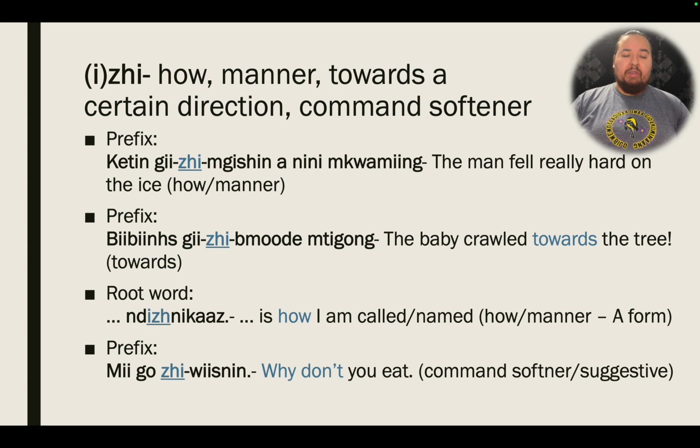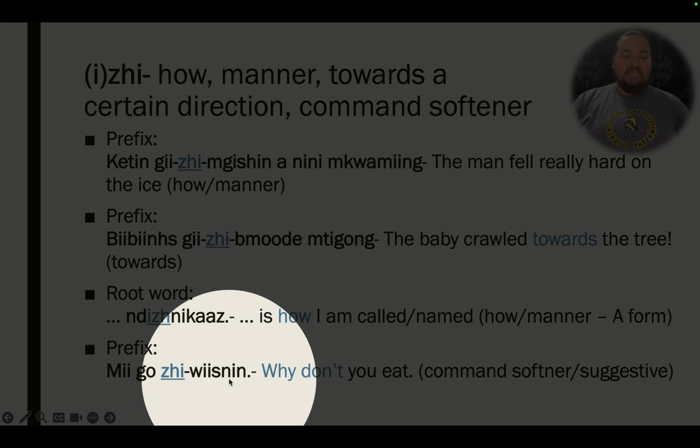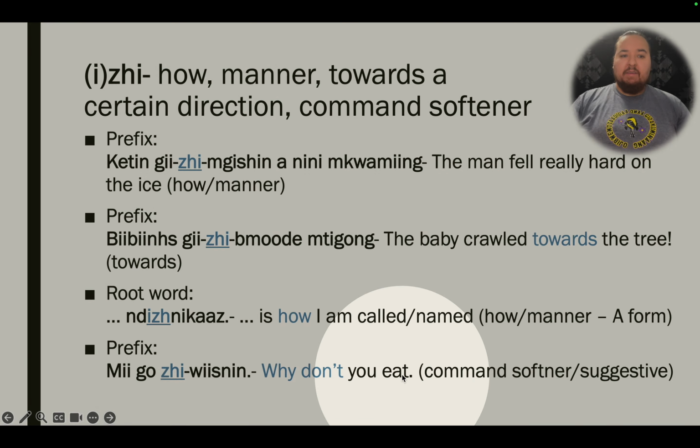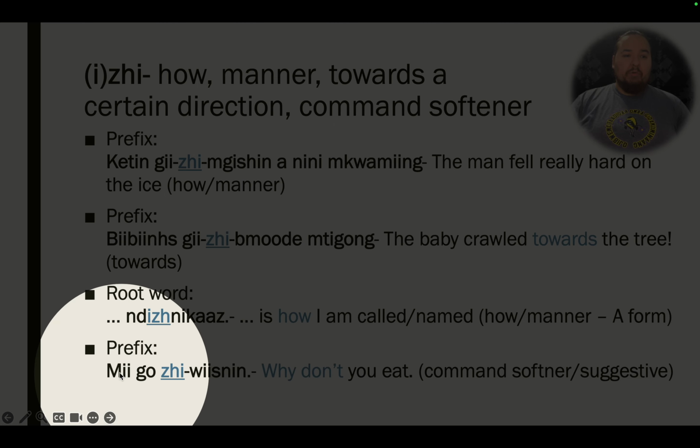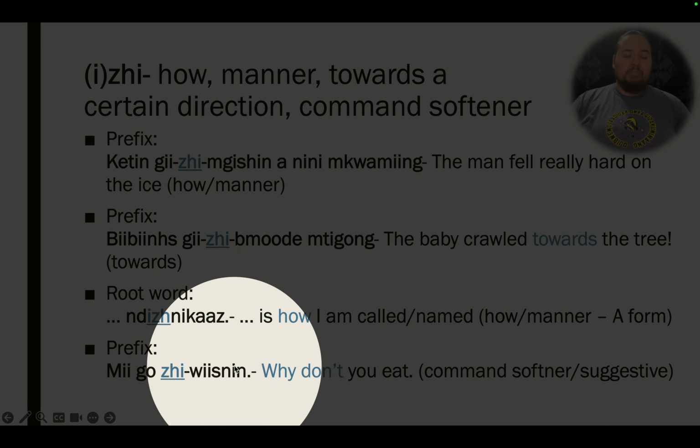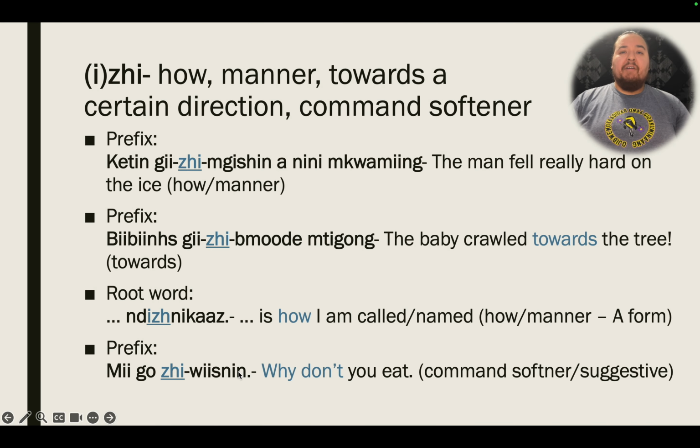And then as a prefix, we can also use je as a command softener. So we got mi goje we snin, why don't you eat? So we know we sni, he or she's eating. The N is a command, an imperative. But when you have mi go and then a je, mi goje we snin, it softens the command, so you're not as pushy about it. You're kind of suggesting like why don't you eat? And so that's how we can use it as a command softener. Use je in conjunction with your imperatives.